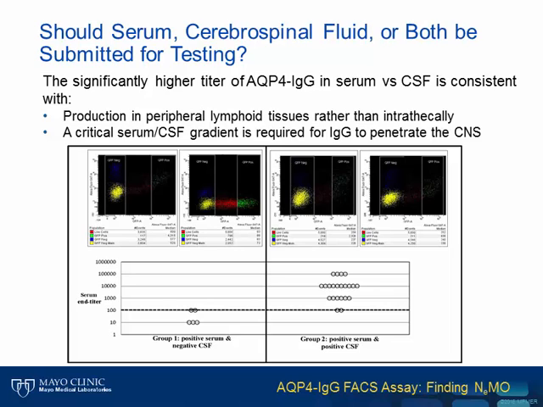This indicates that the production of aquaporin-4 IgG occurs predominantly in peripheral lymphoid tissues rather than intrathecal production, and that a critical serum CSF gradient is required for the immunoglobulin, the AQP4-IgG, to penetrate the central nervous system. These studies indicate that the optimal specimen for testing for AQP4-IgG by FACS or cell-based assay is serum. If you suspect a patient has NMO spectrum disease, we strongly recommend that you submit serum and not spinal fluid.